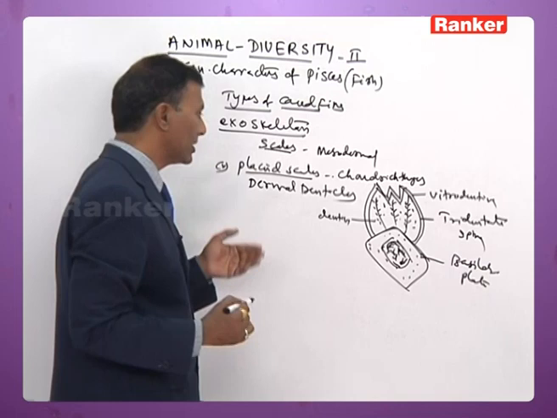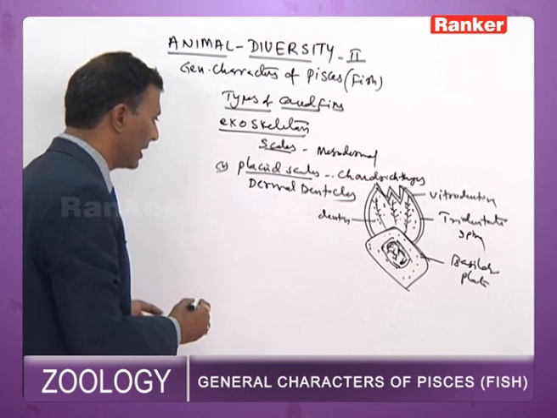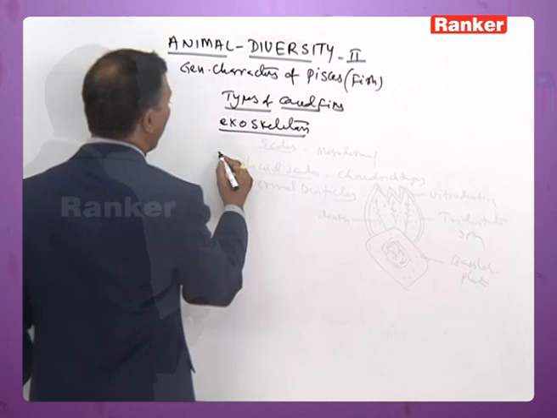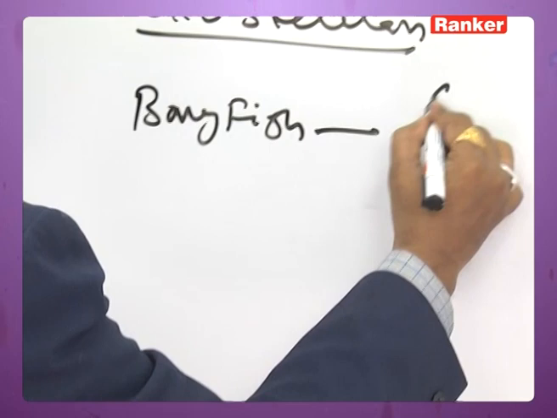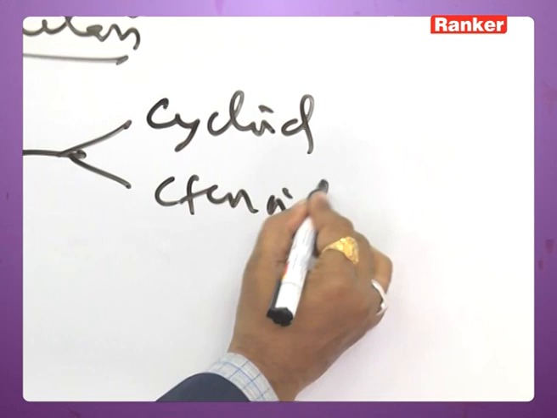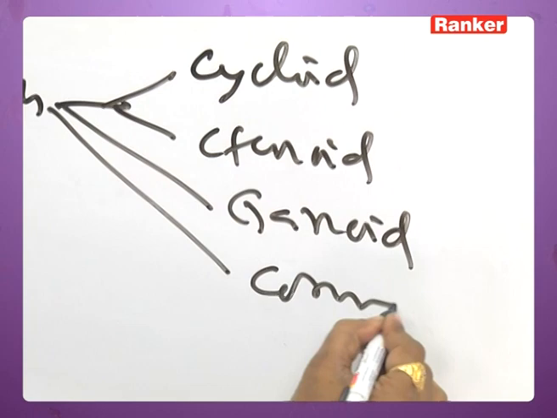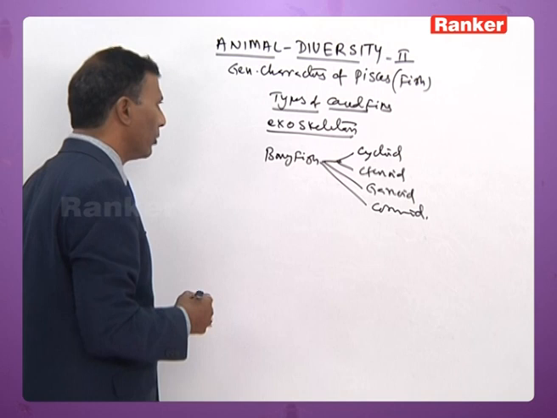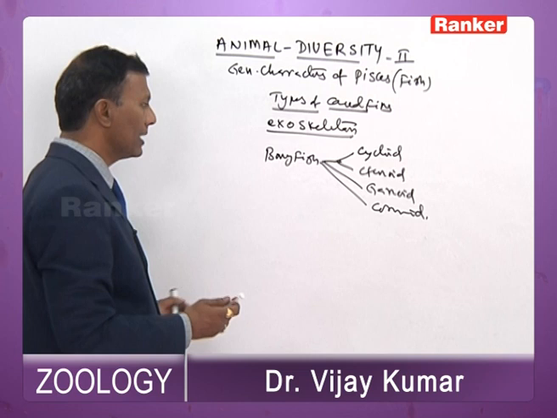So these kinds of scales, placoid scales, are present in all chondrichthyes. Then the scales present in bony fish are cycloid, ctenoid, ganoid and cosmoid scales.